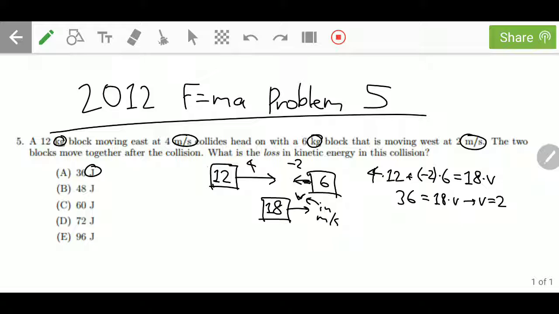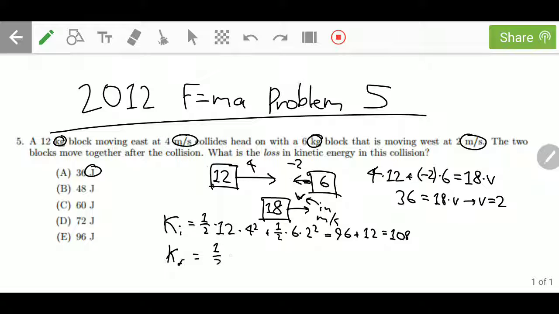And now we can pretty easily compute the kinetic energy as well. So the initial kinetic energy will be 1/2 times 12 times 4 squared plus 1/2 times 6 times 2 squared. And that will equal, let's see, 12 times 8, 96. 6 times 2 is 12, and that's 108. And the final kinetic energy is 1/2 times 18 times 2 squared, since that is the speed. Be very careful about those kinds of things. And so we get 36. And of course, this is all in joules.